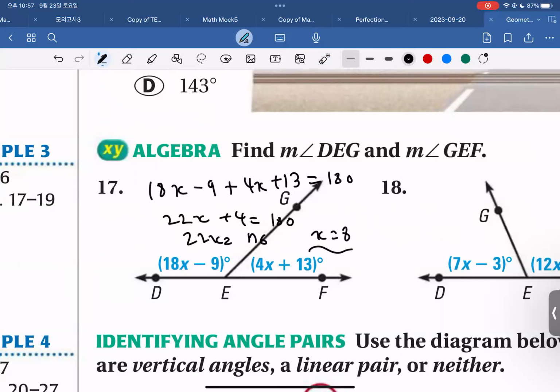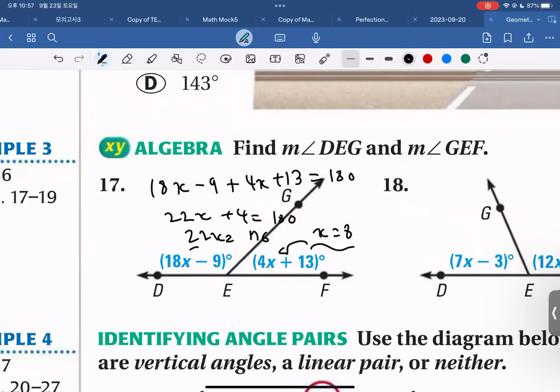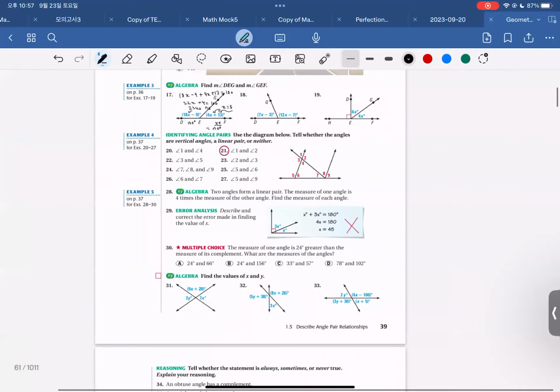But remember, that's not the measure of the angle. You have to substitute 8 back into the equation like this. In the case of here, we can see that the answer is 54. And that being said, the measure of the other angle would be 135 because they add up to a total of 180 degrees. Yeah, I think the other ones you can manage on your own.